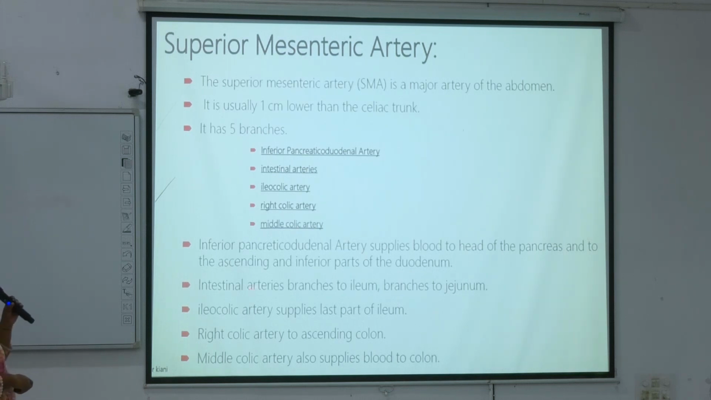So intestinal arteries give branches to the ileum and branches to the jejunum, supplying these. Ileocolic artery supplies the last part of the ileum and appendix, also the cecum. Right colic artery supplies the ascending colon. Middle colic artery also supplies blood to the colon, mainly the part of the transverse colon and right colic plexus.